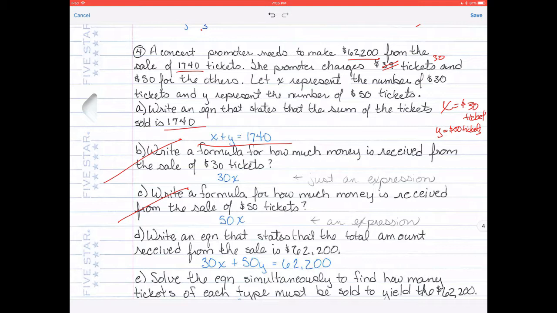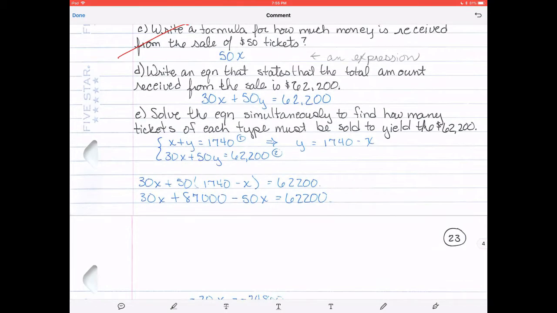Write an equation that states the total amount received from the sale of this $62,200. Well, most students can go just to that equation. Well, if I want to write an equation that states the total amount received from the sale, well, that's going to be the number of $30 tickets plus the number of $50 tickets. Right? Okay. So then part E is solve that system.